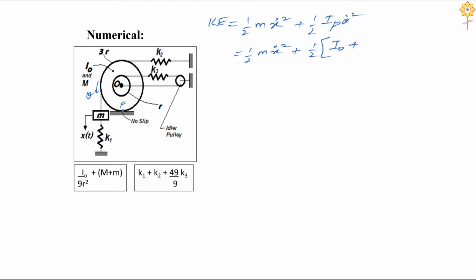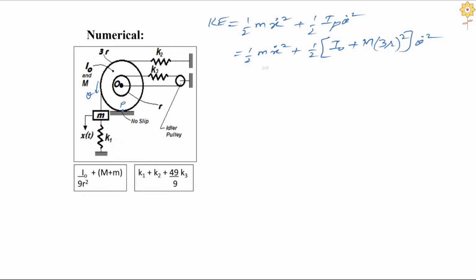So what is that here? I about O plus the mass, capital M, into the distance between this axis and the point P squared, which is nothing but 3r. So this is 3r, squared, into theta dot squared. So I about O axis plus the mass into the distance between the two axes squared.